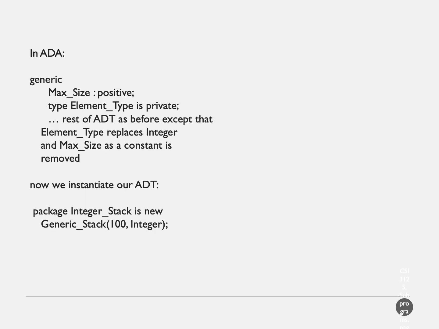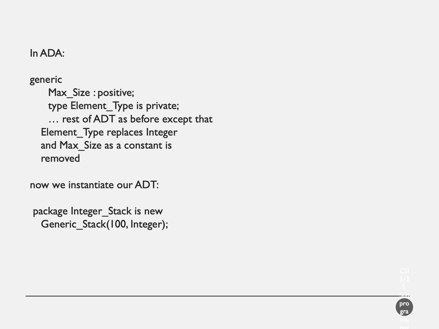So here is an example of how parameterized ADTs are implemented in ADA. We can define a generic package where we don't fix the size or data type ahead of time. Instead, we define max size as a positive type and element type as a private type. This allows the rest of the ADT to remain the same, but we replace direct usage of types like integer with the placeholder element type and remove constants like max size from inside the ADT definition.